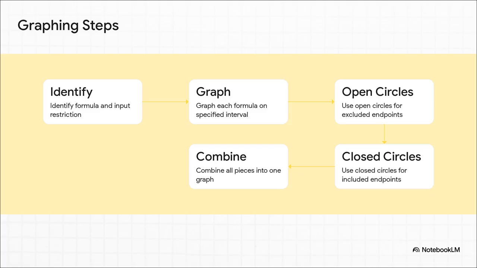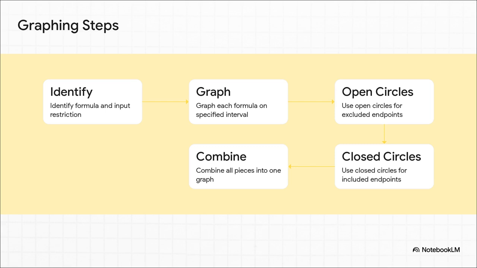The golden rule when it comes to graphing these is to graph each piece completely separately and only then combine them. Here are the exact 5 steps we'll use to construct our final graph. Step 1. Identify the formula and the input restriction for each piece. Step 2. Graph each formula only on its specified interval. Step 3. Use those open circles for excluded endpoints. Step 4. Use closed circles for included endpoints. And finally, Step 5. Combine all the pieces into one single graph.